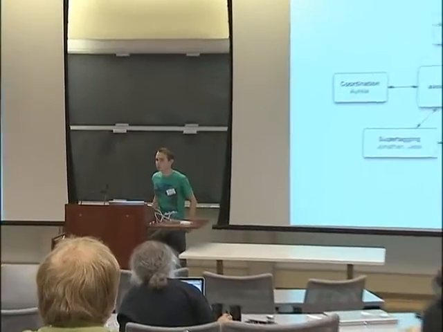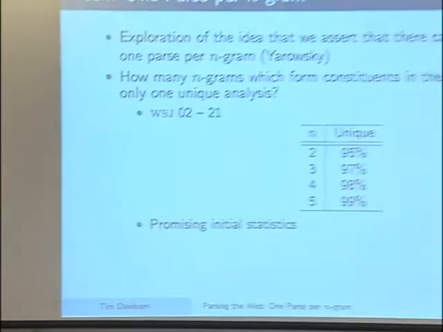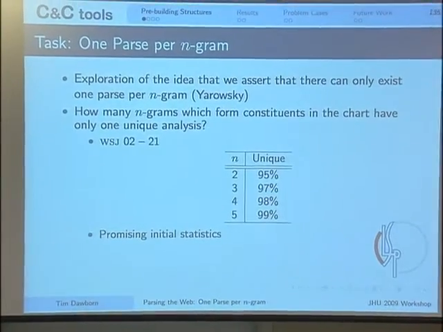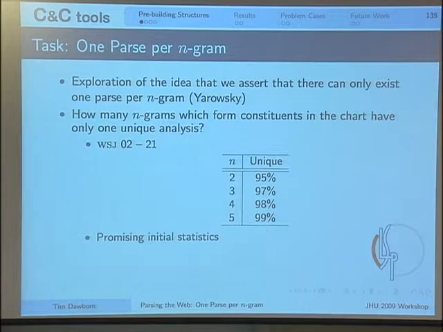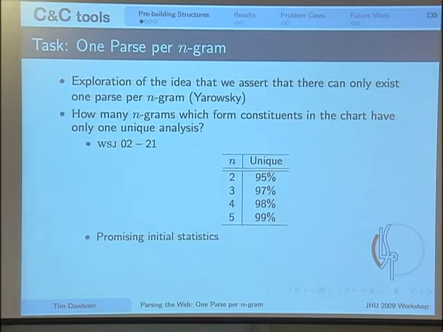Okay, so my name's Tim Dawborn from the University of Sydney, and I'm talking about the project that I was working on, which was one parse per n-gram. This was an exploration of the idea that we assert that there can only be one possible derivation for particular n-grams. So if we know that some n-gram always has one particular derivation, why bother parsing that n-gram if we always know what it's going to be? A good initial statistic to calculate to see how well this idea might progress is how many n-grams which form constituents in the parse chart actually have this one unique analysis property that we desire.